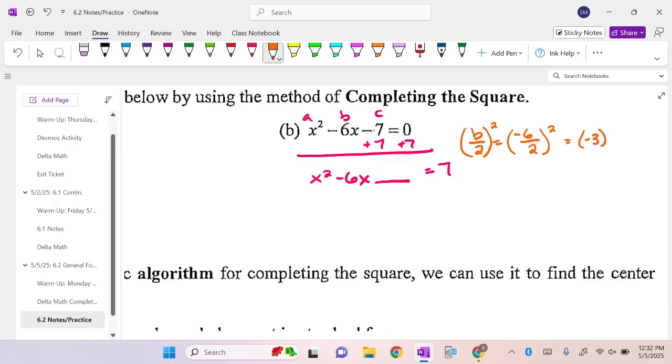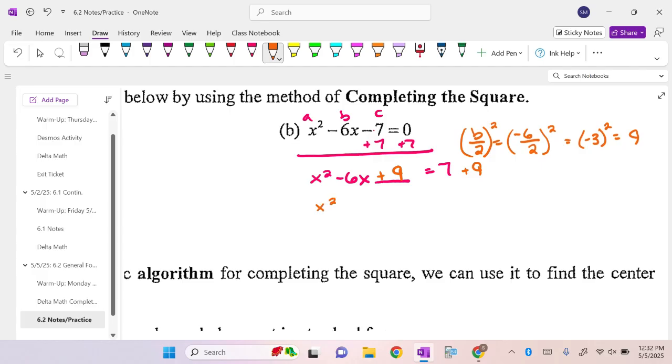Negative 3. What's negative 3 all squared? Positive 9. So I'm going to add 9 here. What else do I need to do? Not yet. Add 9 to the other side. That's the step that most people forget. Remember, whatever you add to one side, you got to add to the other.